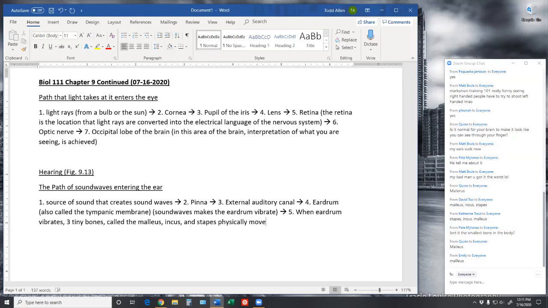So it's important that you appreciate at this time that sound waves are creating a physical consequence in the ear. The sound waves are physically vibrating the eardrum, and the physical vibration of the eardrum is physically moving these tiny little bones. Okay, so you're taking sound waves and converting them into a mechanical motion of the structures in the ear. All right, so these tiny little bones move.